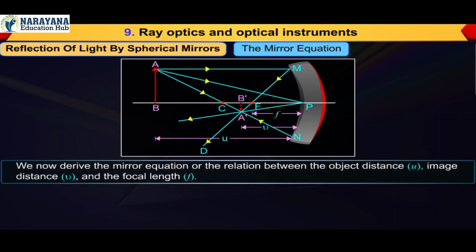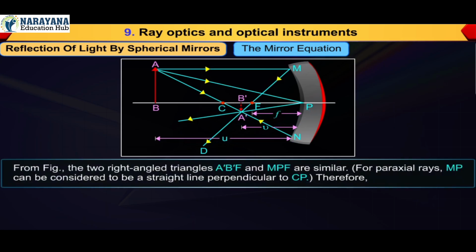We now derive the mirror equation, or the relation between the object distance u, image distance v, and the focal length f. From the figure, the two right-angled triangles A'B'F and MPF are similar. For paraxial rays, MP can be considered to be a straight line perpendicular to CP. Therefore, B'A' upon PM is equal to B'F upon FP, or B'A' upon BA is equal to B'F upon FP, because PM is equal to BA.